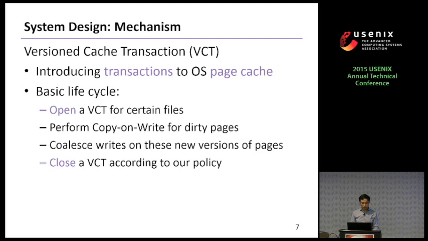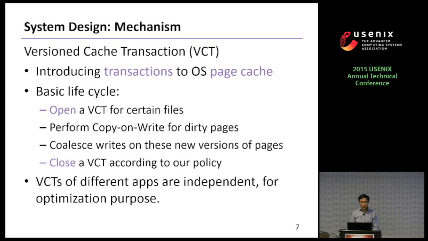Essentially, the steps are like this. The system will open a transaction for writes that target a set of files, and those writes cannot overwrite the current consistent state of previous transactions. So we need to perform compare write, and after that, newly coming writes can coalesce until we close the transaction.